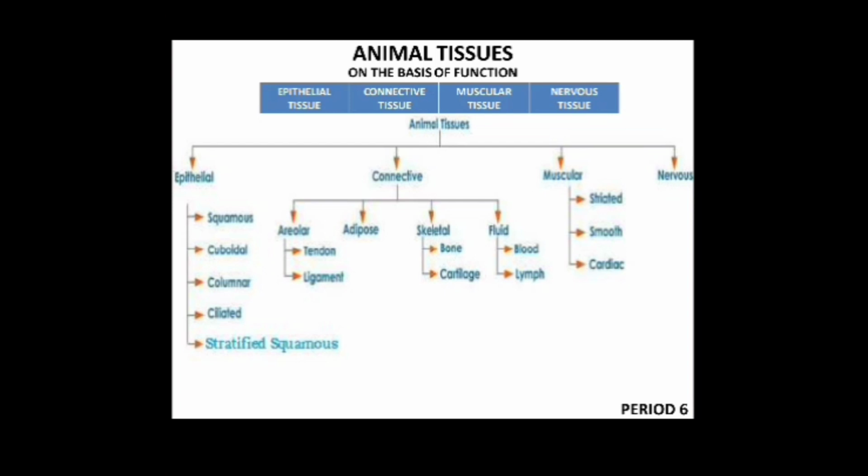Then moving on to the muscular tissue, which is divided into three: striated, smooth or non-striated, and lastly cardiac. So firstly we are going to revise the epithelial tissue.